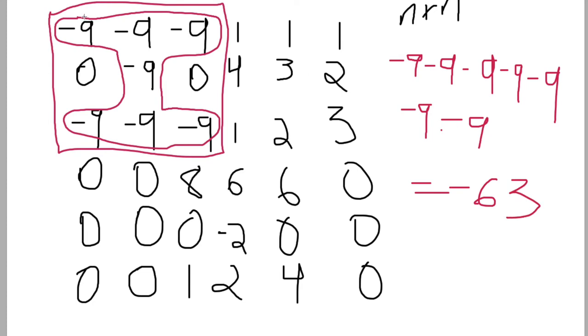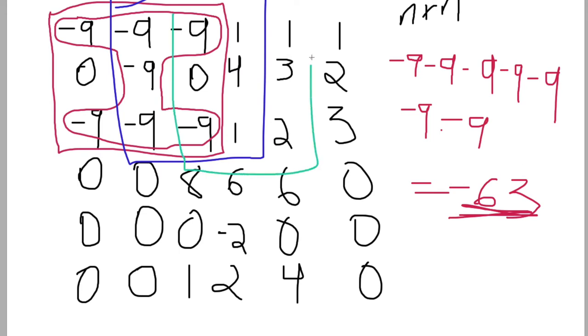And we will do this for all other possible I's in this matrix. And then we will find which section of I's will give us the largest value. So it might be this section here. It might be this section here. It might be this section here.